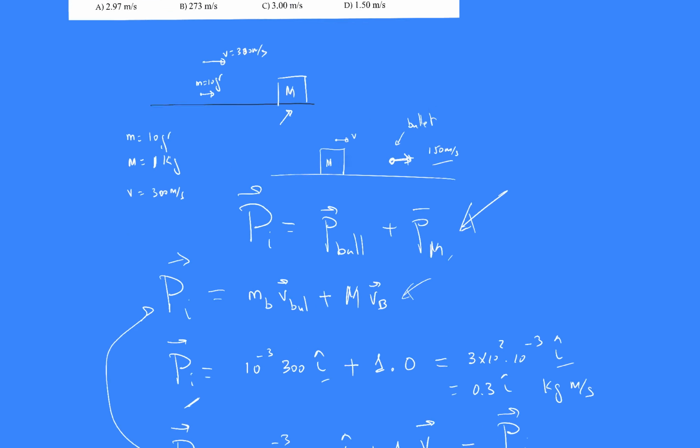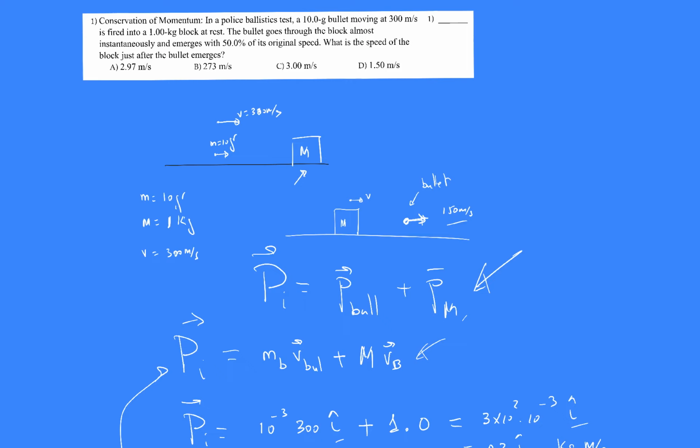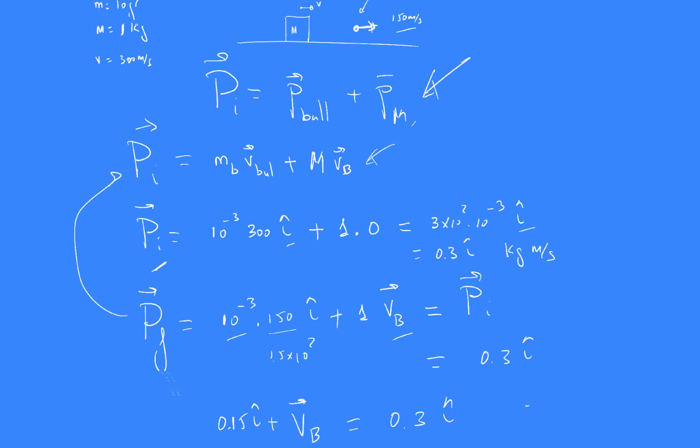And let me see if it says something like this. Wow, it doesn't say anything like this. So let me think if I made a mistake. The bullet goes through the block almost instantaneously and emerges with 50% of its original speed. What is the speed of the block just after the bullet has emerged? So let me see if I made a mistake somewhere in the calculation. Maybe 300 is 3, 10 is 3, 0.3, yes, it's 0.3.